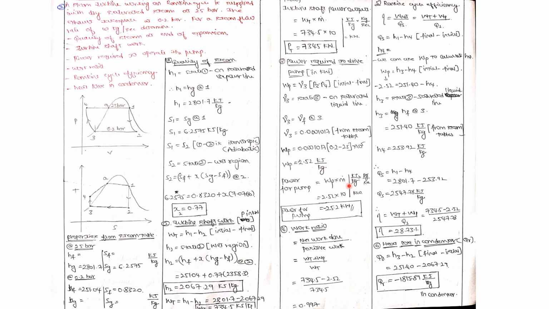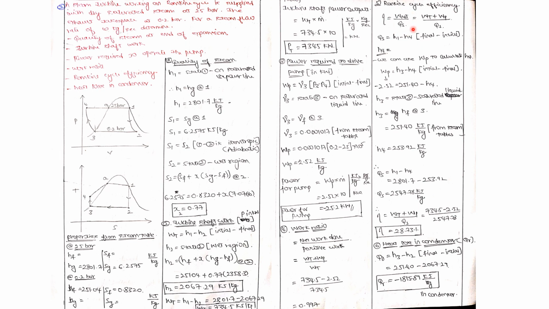Now, how do you calculate the work ratio? Net work done divided by positive work. You know everything, you know turbine work, you know pump work, just substitute it. Positive work is your turbine work, substitute, and you will get 0.997. Now, the fifth one, Rankine cycle efficiency. How do you find it? It is given by net work output divided by heat supplied. So turbine work plus pump work is your net work output, divided by heat supplied.